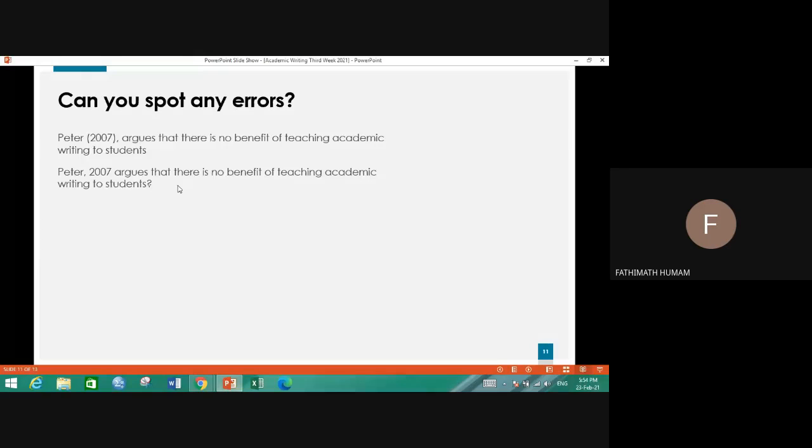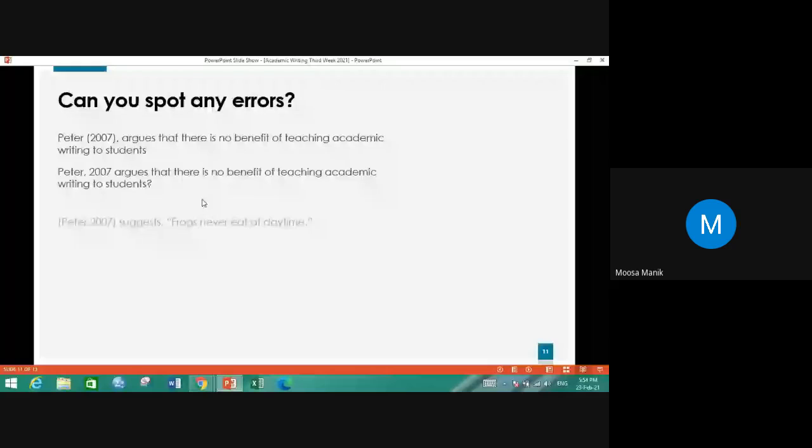It is not in the brackets, yes. And there's a comma after. There shouldn't be a comma there, yes. And then "no benefit" with a question mark. There shouldn't be a question mark there. Instead, there should be a full stop. Yes, right. Very good.